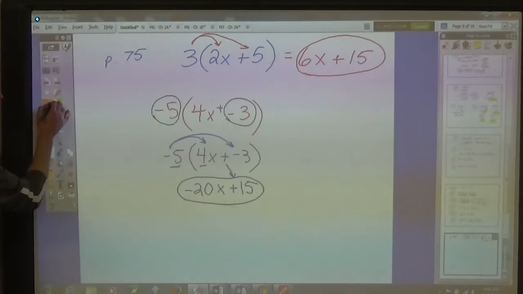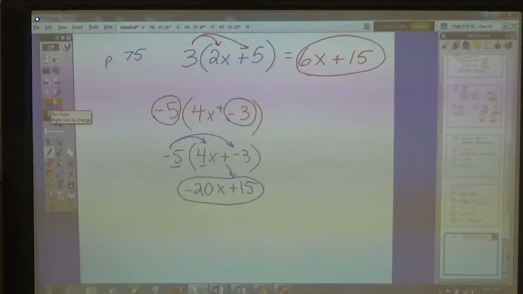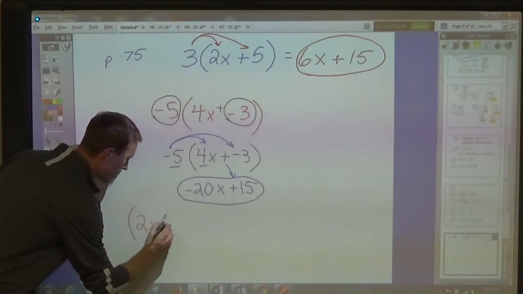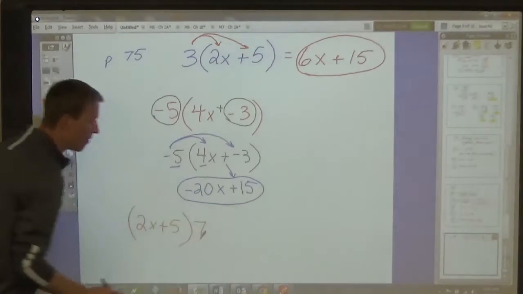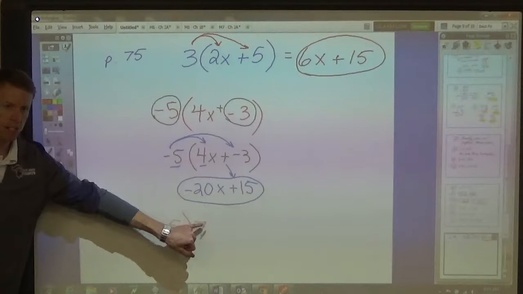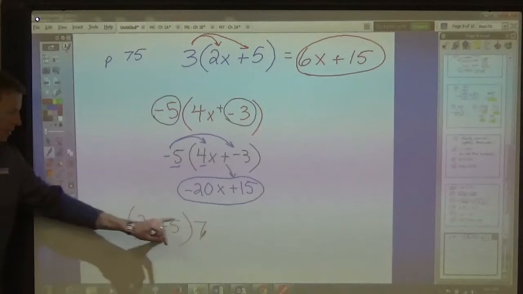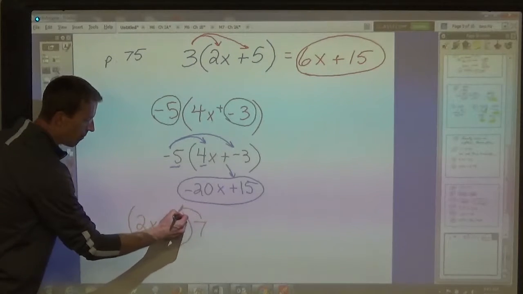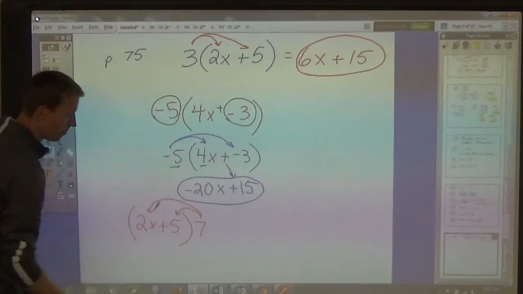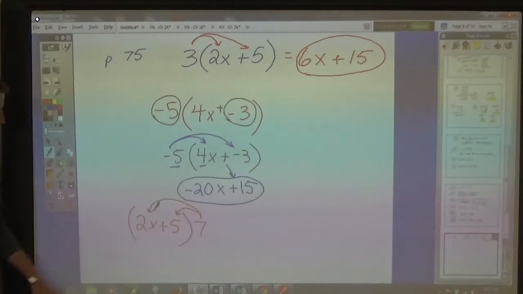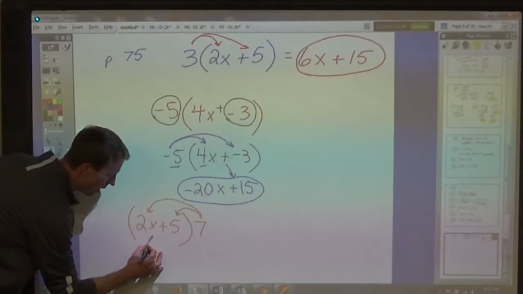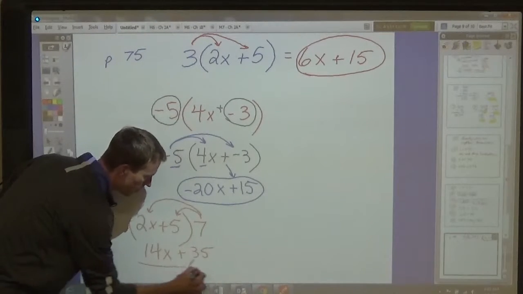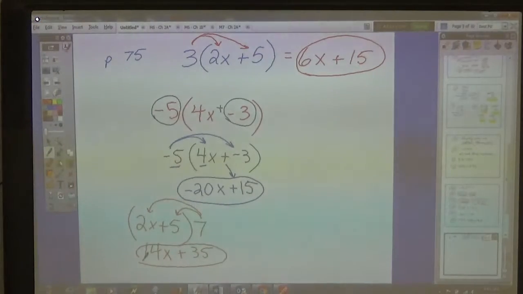Now, there's one more way that you'll see this written in your book, and that's in example B on that page, where it's 2x plus 5 times 7. So the only difference here is that instead of the 7 being on this side, the 7 is on that side. That's the multiplier. And then you still multiply everything in parentheses by 7. You don't have to put a plus sign in this one. You just multiply. 7 times 2x is 14x, and 7 times 5 is 35. So that's the answer. Okay?